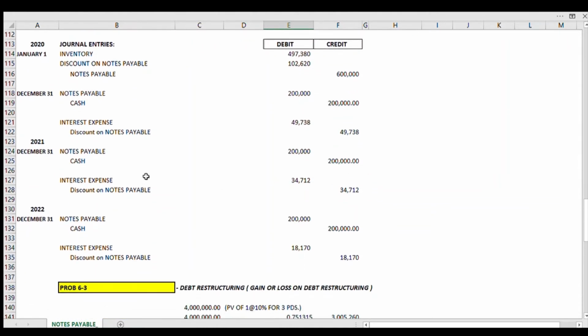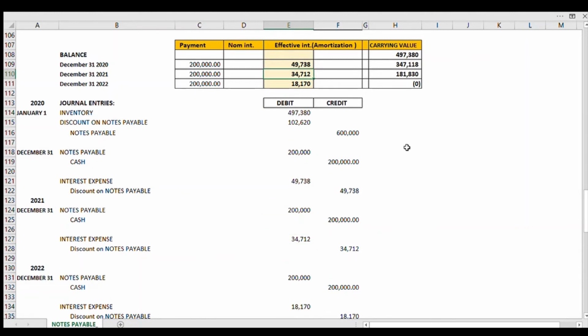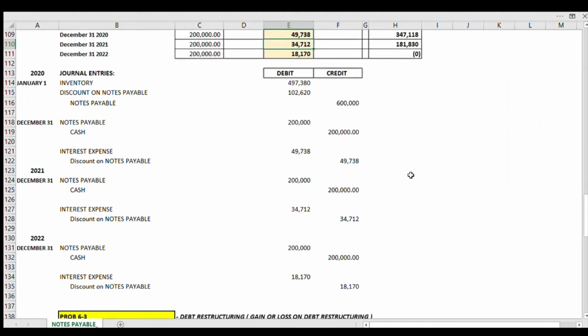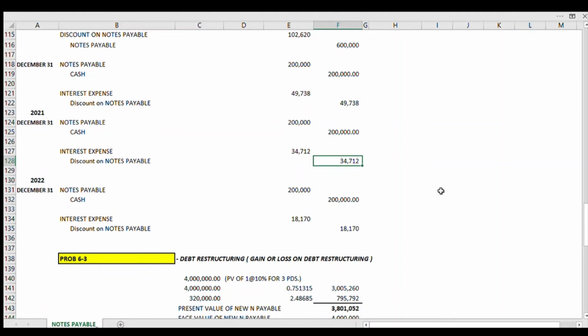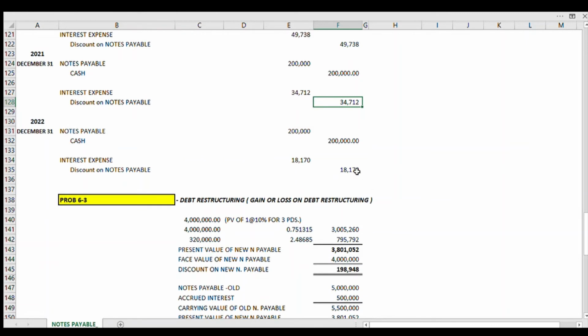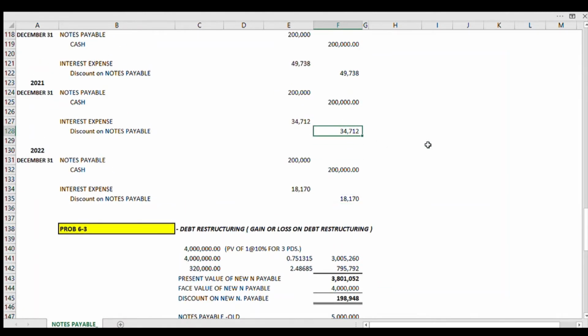So for 2021, our entries are also the same payment, 200,000 for the notes payable, credit cash, interest expense 34,712, that is what is reflected on the amortization table for the second year, and credit to discount on notes payable, 34,712, for the second year.